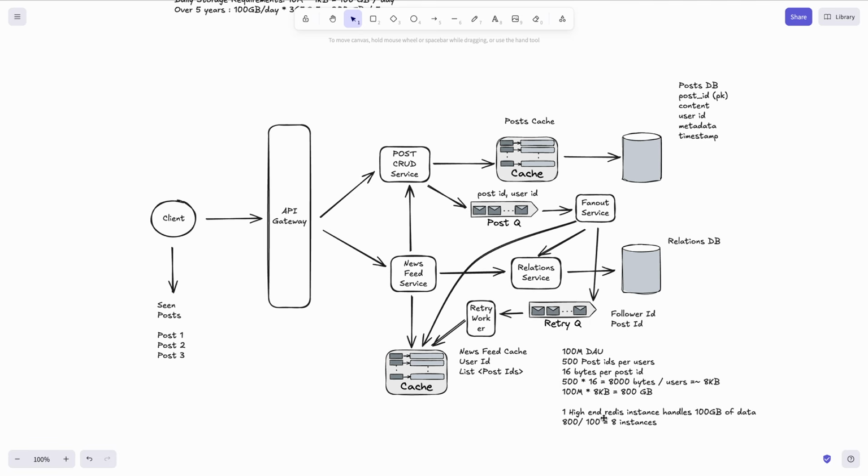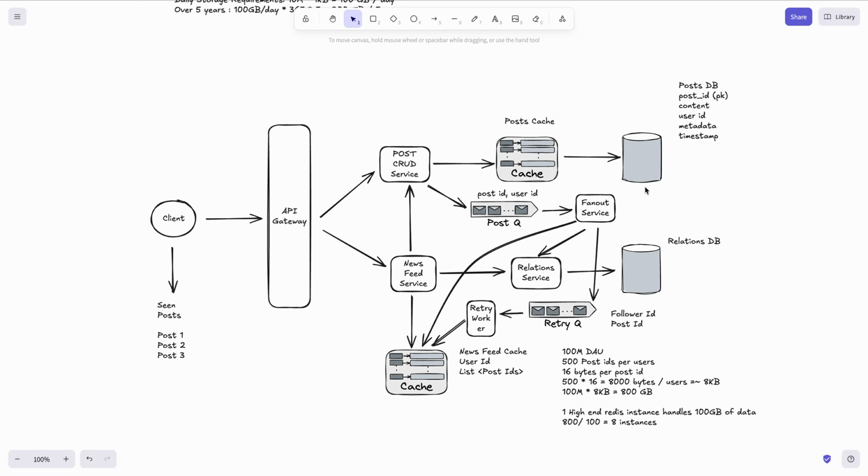Based on our earlier estimates, we know that we are dealing with a massive amount of data, on the order of around 200 terabytes, and a huge amount of traffic, tens of thousands of requests per second. The reality is that no single server, no matter how powerful, can handle this. So our solution would be horizontal scaling.